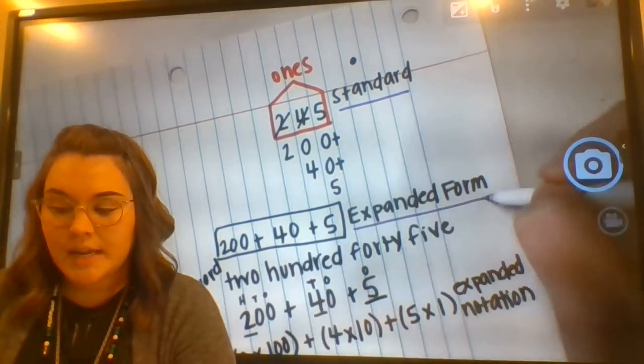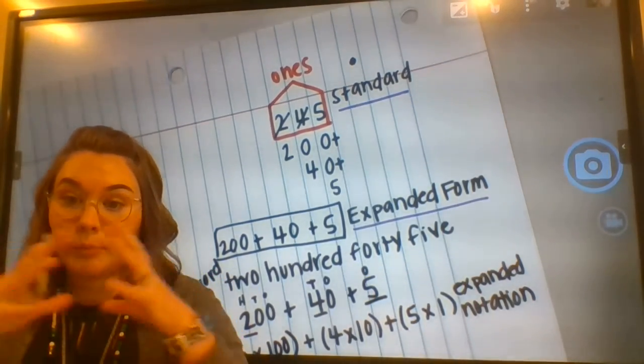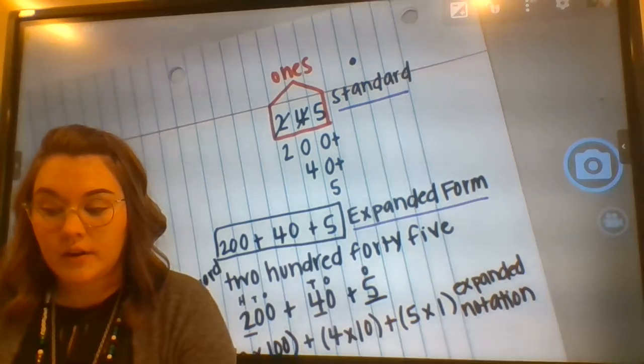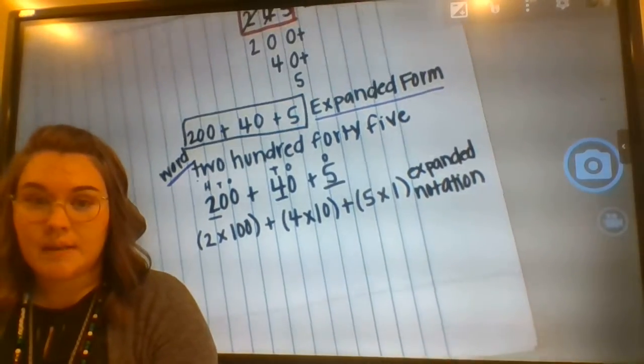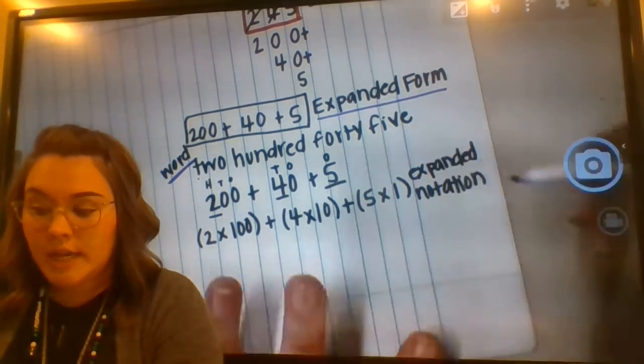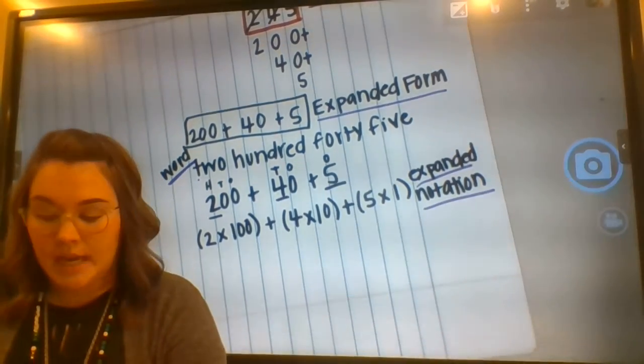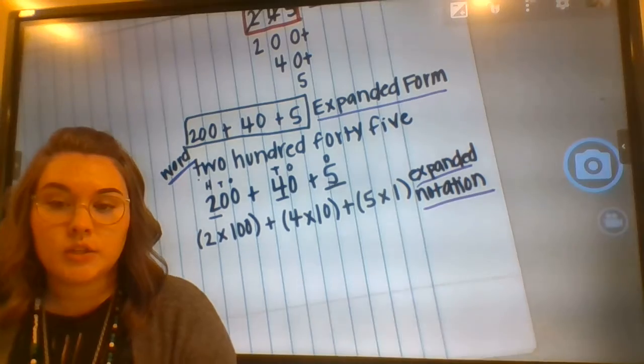We have expanded, and that's when we are adding, we break it up by place value and we add them together. We have word form, and that's when we write it how we say it. And expanded notation is when the multiplication comes into play.